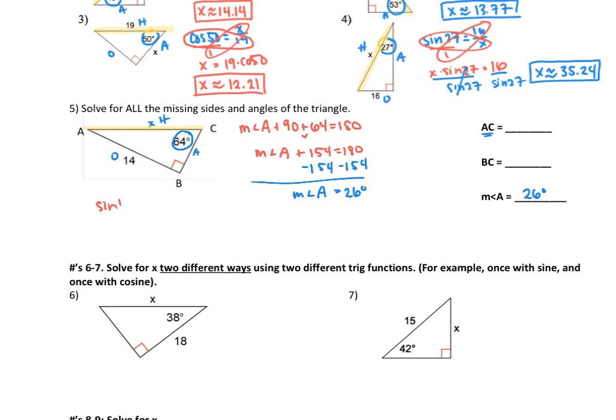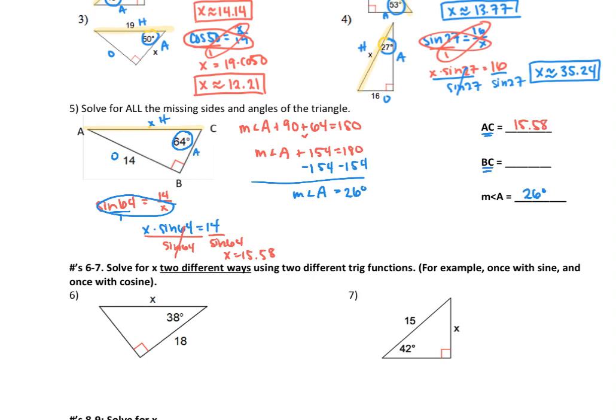So it's going to be sine 64 equals 14 over x, and then we're going to cross multiply. So x times sine 64 equals 14, and then divide by sine 64. So we have x by itself. We're going to do 14 divided by sine 64. You get about 15.58. So AC is 15.58.